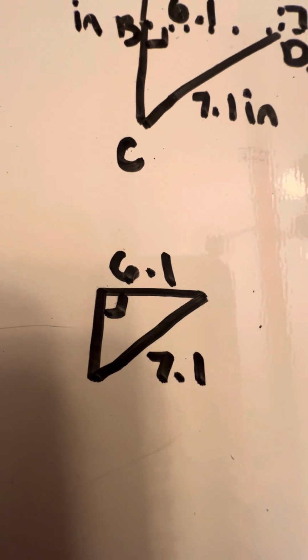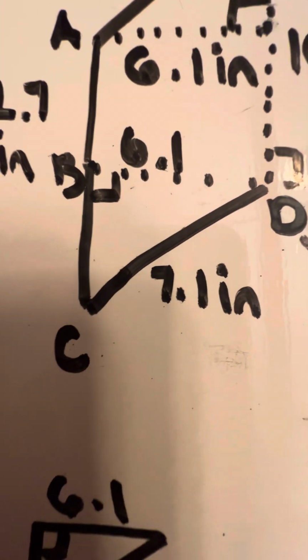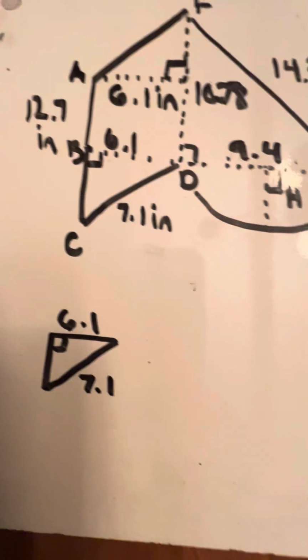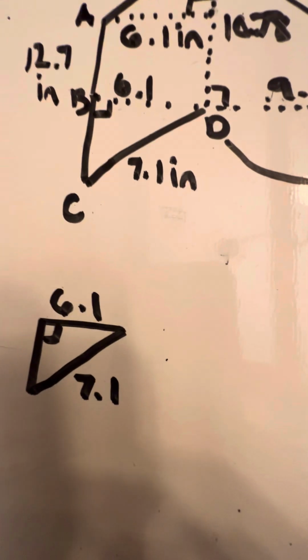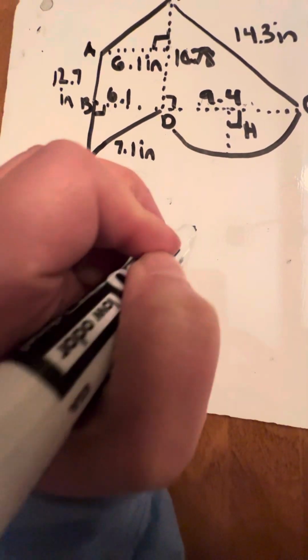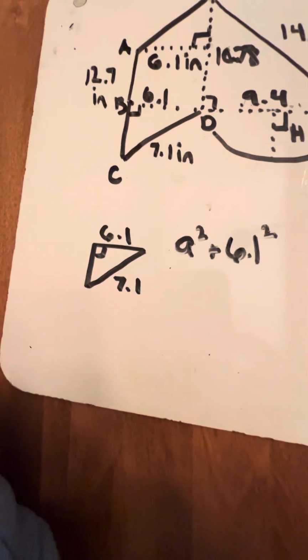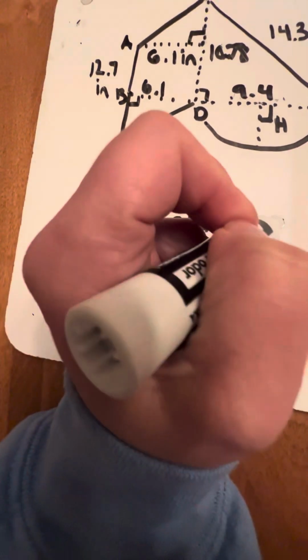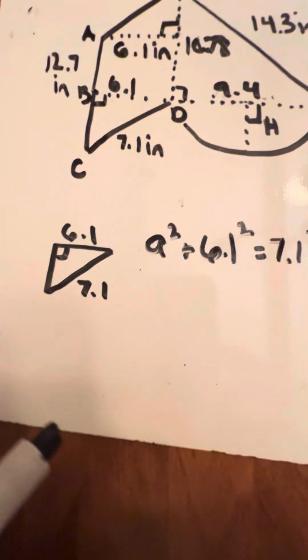So we have this triangle right here. We've got the 6.1, and then we have the hypotenuse, which is 7.1. What we're going to do is find this leg right here. We are going to use the Pythagorean theorem to figure out that piece. We're going to call that a squared, and then we're going to do 6.1 squared, because a squared plus b squared equals c squared. Our c squared is 7.1, so we're going to square that.